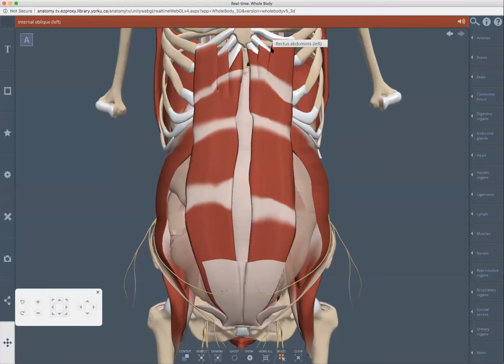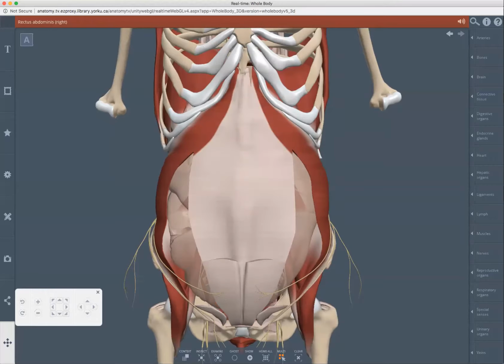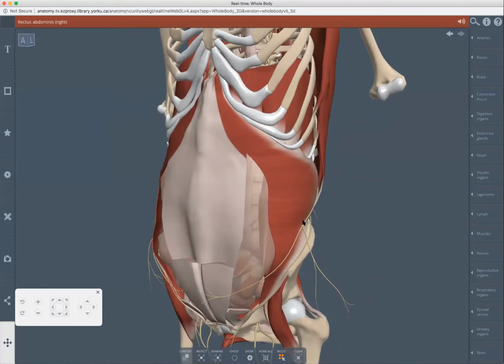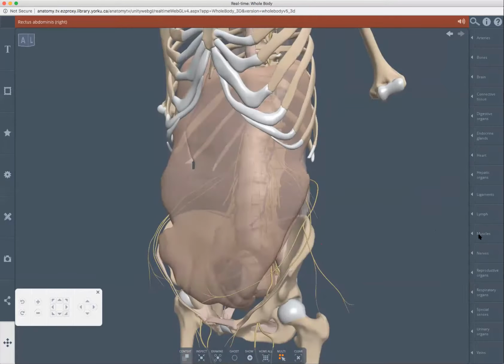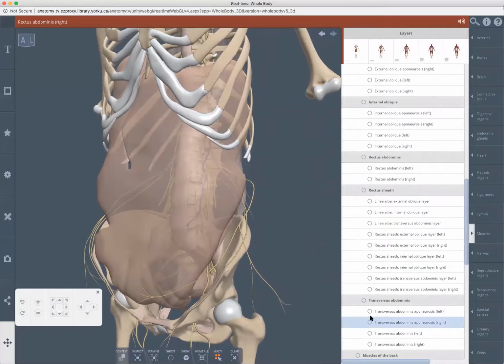Those are connecting up here to the costal cartilages and the ribs, and then running right down to the pelvic bones inferiorly. Let's get rid of those. What we're left with underneath all of those muscles is the transverse abdominis muscle. When it contracts, it's really going to solidify that core and really push in on all the contents. Let's just pick out the ones we want. Transverse abdominis.